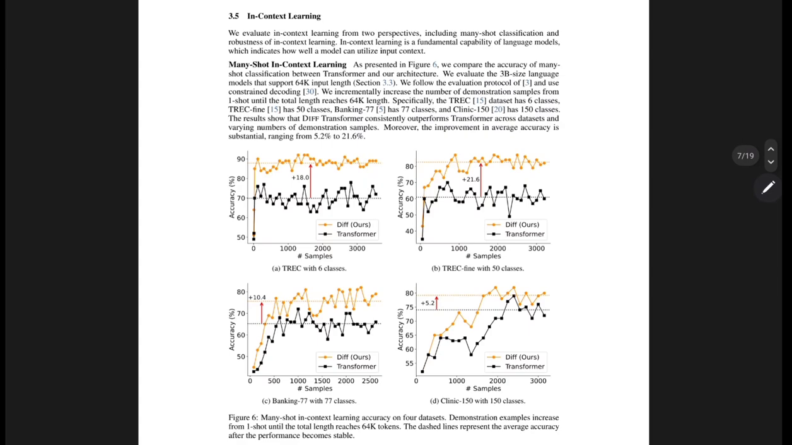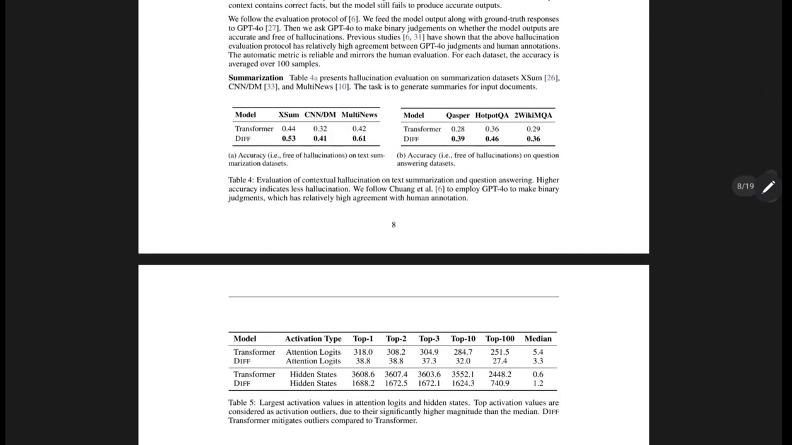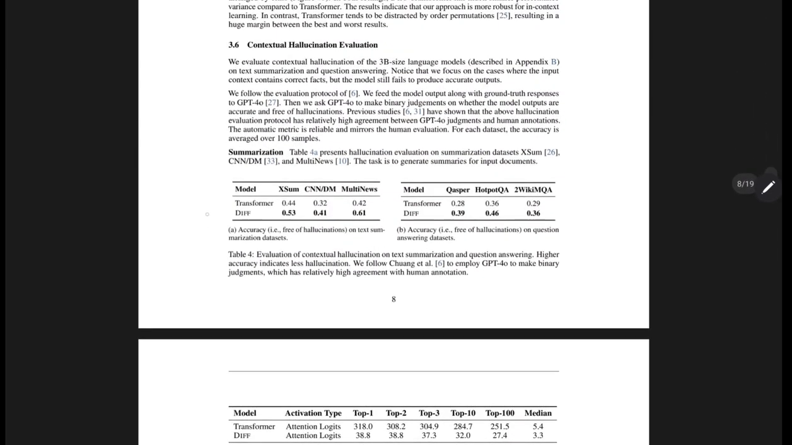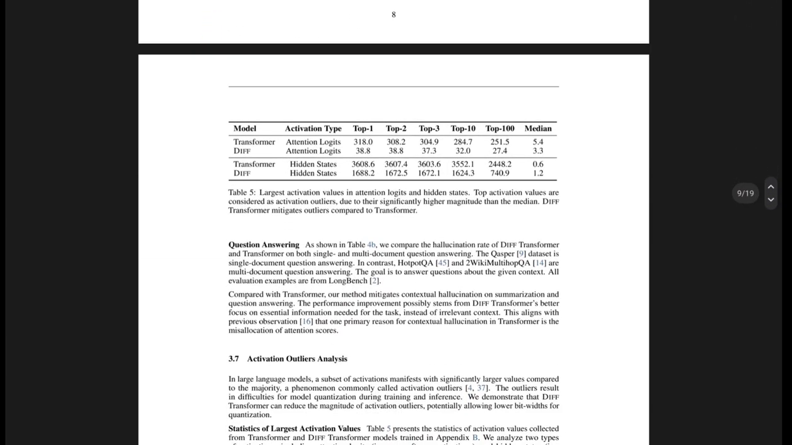In context learning, you are going to see the same results, tending to outperform. Summarization, differential transformer is still outperforming the other models because it's free of hallucination, right? For this they have used the model output along with ground truth responses with GPT-4o, so you can't say that this can be biased. So differential transformer is still outperforming the normal transformer in case of hallucination, right? This will help a lot for people who don't want the model to hallucinate.